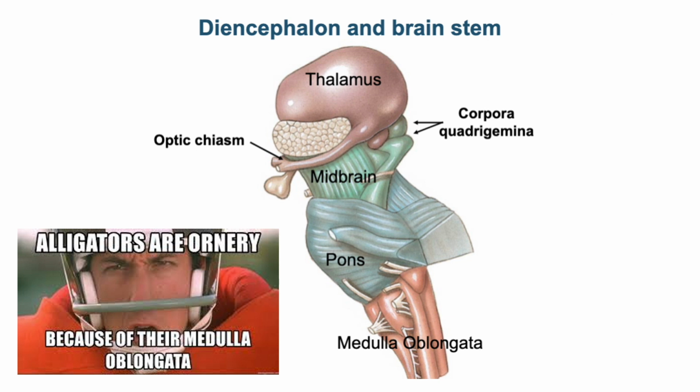So now we're going to talk about the anatomy of the diencephalon and the brainstem. So what you see here is representative of the diencephalon and the brainstem. We have a couple structures you need to know: the thalamus, the midbrain, these two gem-like structures on the back called the corpora quadrigemina, the pons, and the medulla oblongata.